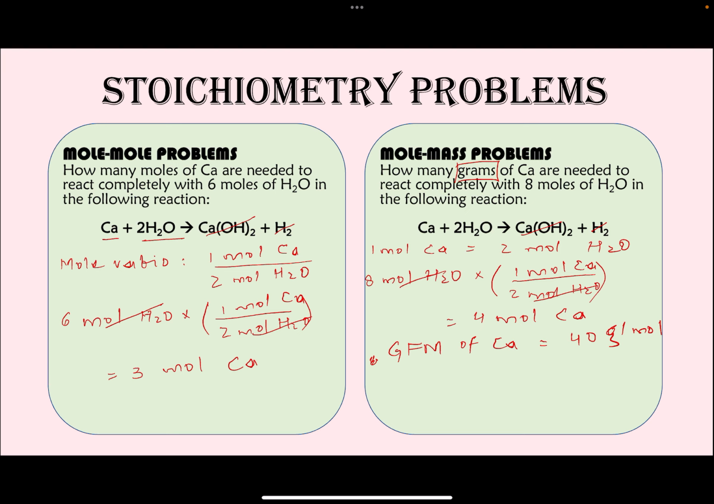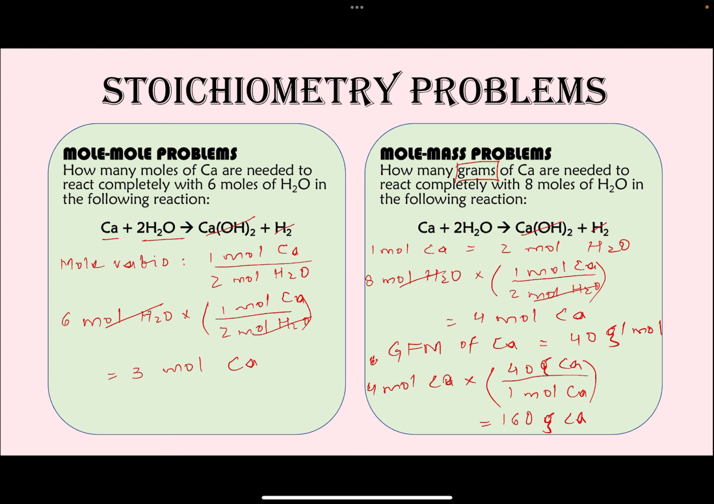So if I have 4 moles of calcium, then I'm going to multiply this by the gram formula mass. The gram formula mass tells me that 1 mole of calcium has 40 grams of calcium. So you're just going to do 4 times 40, and that is 160 grams of calcium that we need to react with 8 moles of water.